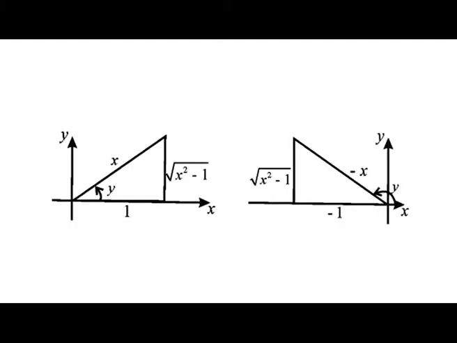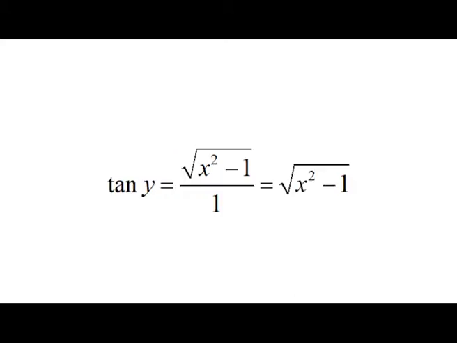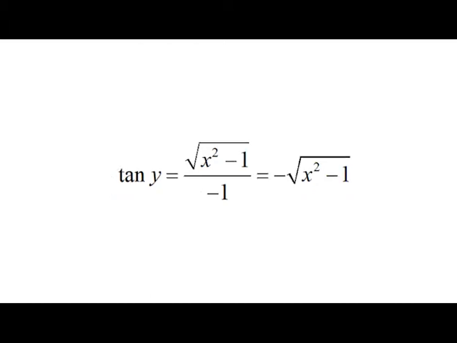Now, we refer to the two triangles in the given figure. One in the first quadrant with sec y equal to x by 1, and another one in the second quadrant with sec y equal to minus x by minus 1. In both quadrants, sec y equal to x. In the first quadrant, tan y equals square root of x square minus 1 by 1, equal to square root of x square minus 1. In the second quadrant, tan y equals square root of x square minus 1 by minus 1, the same as minus of square root of x square minus 1.